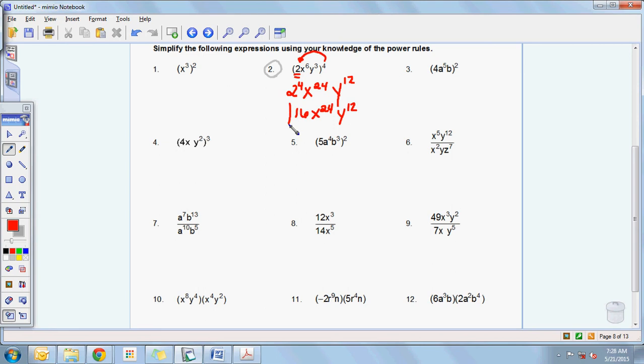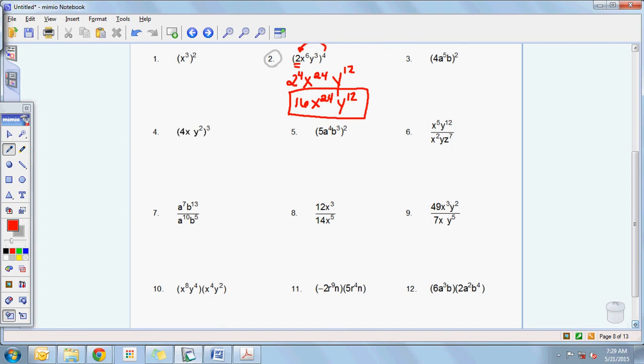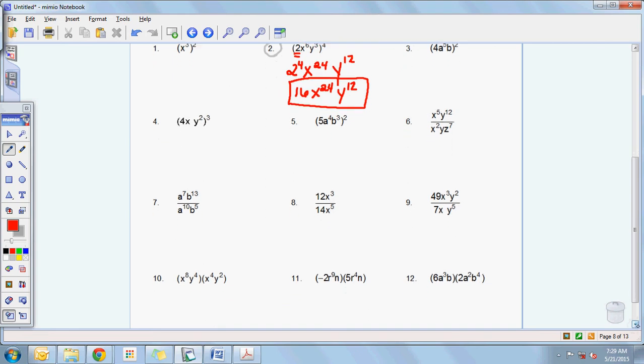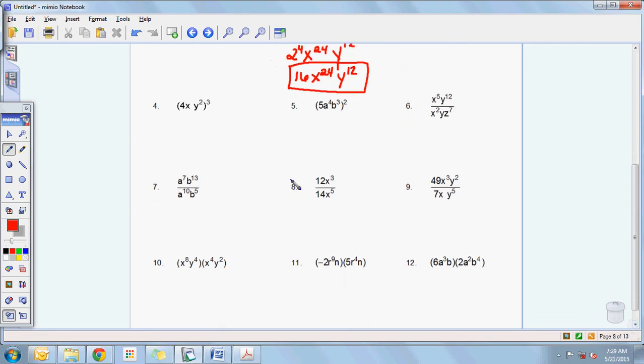So be careful of your coefficients, those outside numbers. All right, the next one I would like to walk you through, let's do a division. So let's do number 8.